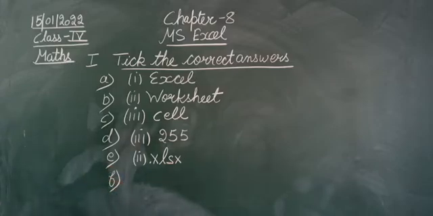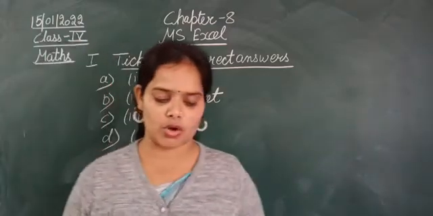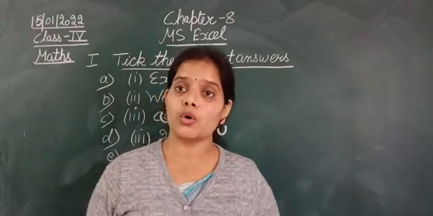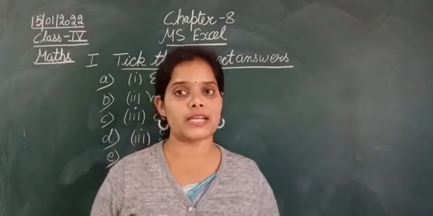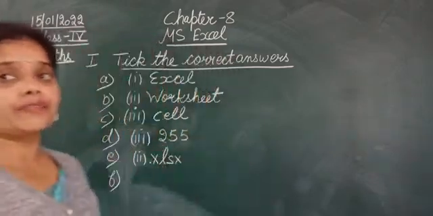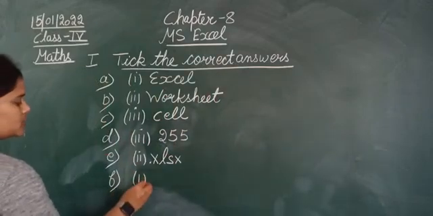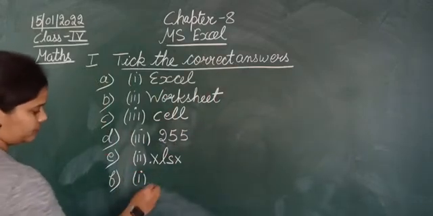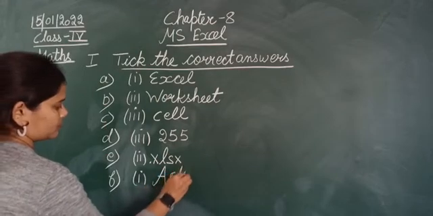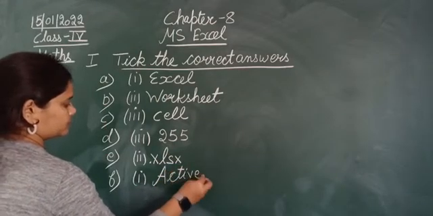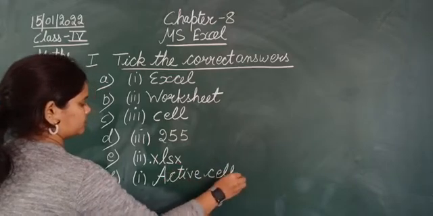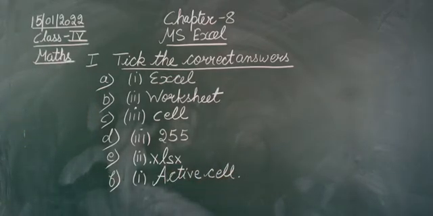Moving next to the F1. The cell that has a dark border around it is called. When we select a cell, we get a dark border around that cell. That is known as the active cell. So the answer for the F1 is the first one, active cell. This is the answer for tick the correct options. You can pause it here and note it down in your notebooks. Moving next to the fill-ups.